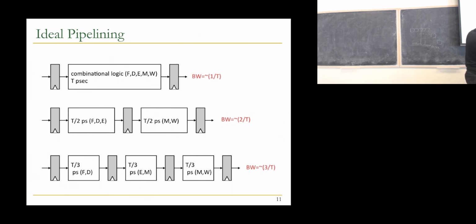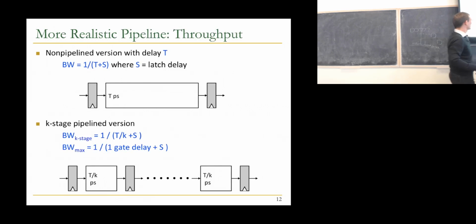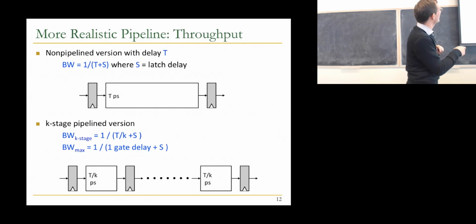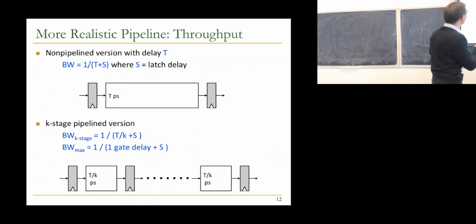Well, there's overhead, as you can see here, right? Obviously, this latch doesn't come free. It takes time to latch things, and it takes cost to latch things. So let's examine it with that time. If you have a non-pipelined version with delay t for an entire instruction processing, your real throughput is really 1 divided by t plus s, where s is the latch delay.